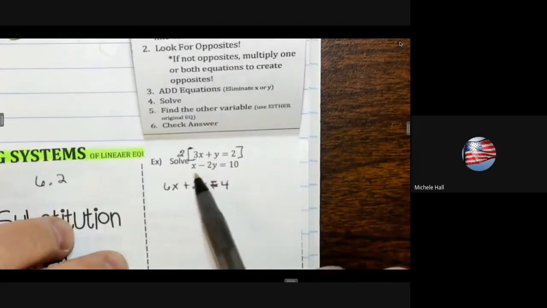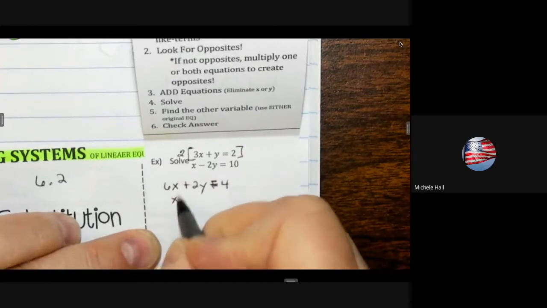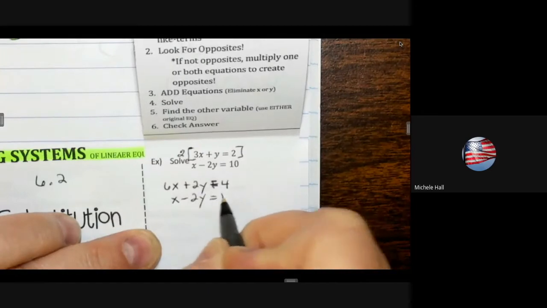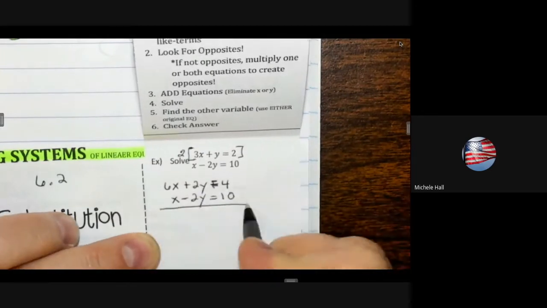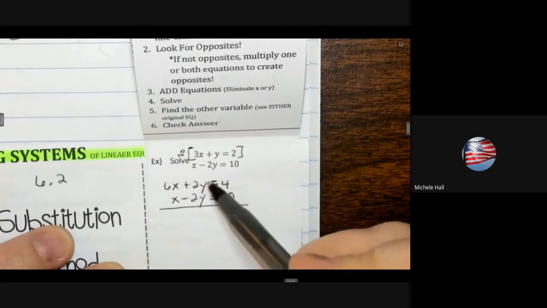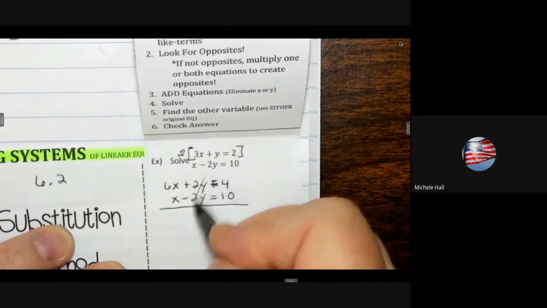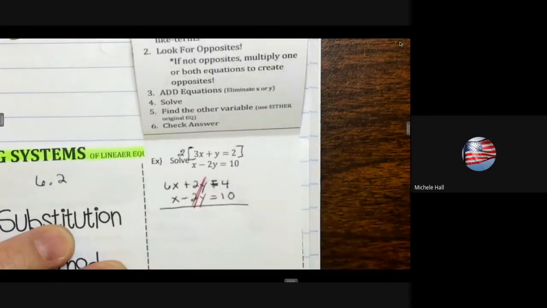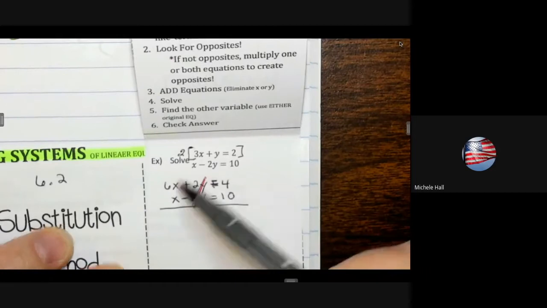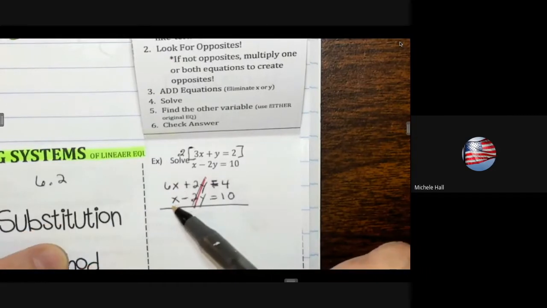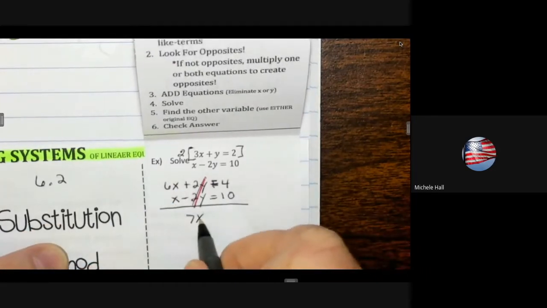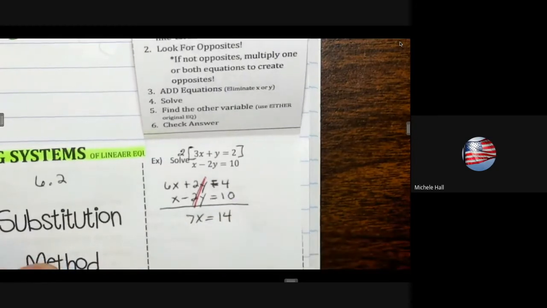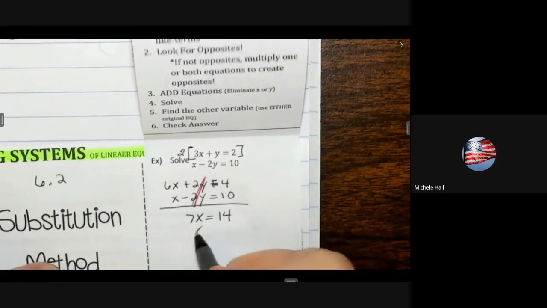And now I have my second equation. I have x, notice I'm lining up my x's, minus 2y equals 10. Now I'm going to add this up. My 2y and negative 2y cancel, which is exactly what I wanted. I needed to have one of my variables eliminate. Now I have 6x and a positive 1x, that's 7x, equals 4 and 10 is 14. I have a one-step equation and I solve for x and I get x equals 2.